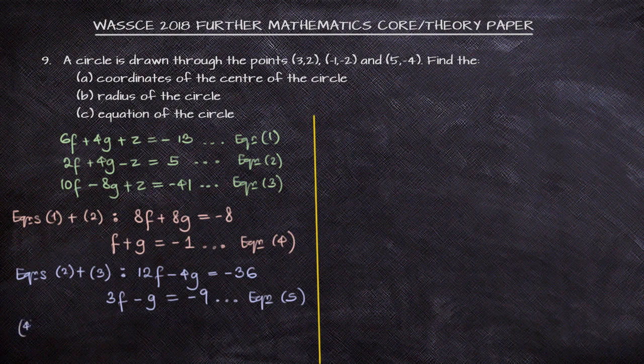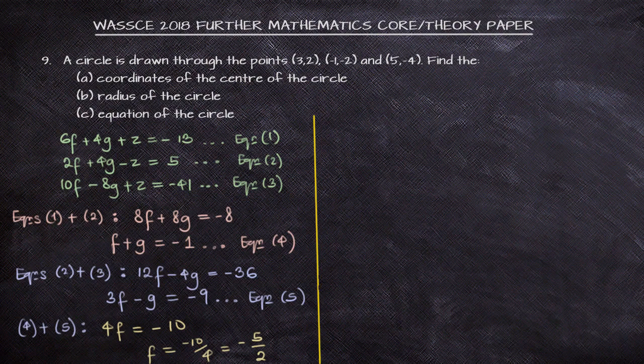So equation 4 plus equation 5 will yield f plus 3f will be 4f, then g will cancel out, then minus 1 plus minus 9 will be minus 10, such that my f is minus 10 over 4, and dividing by 2, I have minus 5 over 2. So I have the value of f, that is solved, f is resolved.